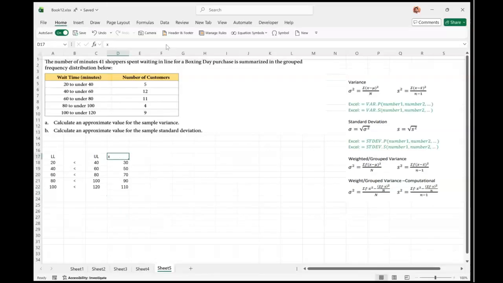And now the next thing we need to do is to calculate the variance. So which formula am I going to use for variance? In this case, I'm going to use this formula for the variance. That is the formula we're going to use.